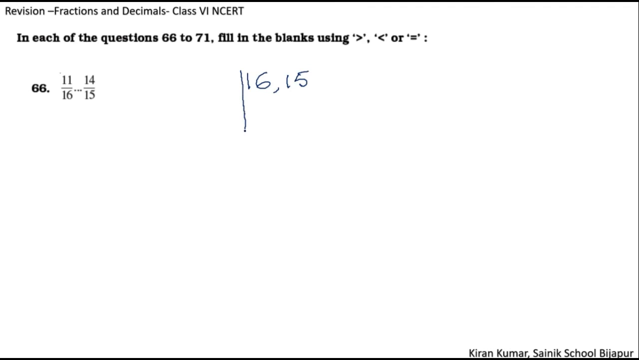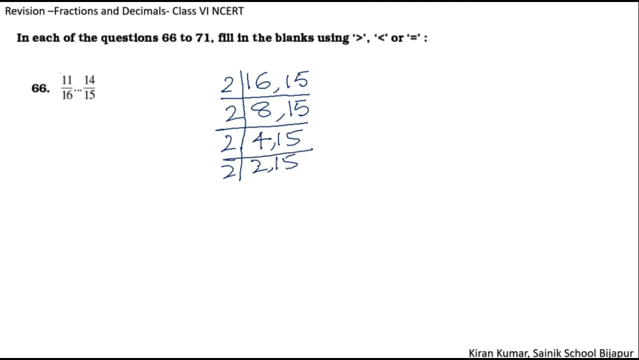To find the LCM, I would divide by the smallest prime number. 2 8 times is 16. 15 I'll write as it is. Further, this 8 is divisible by 2 4 times. So 2 times, 2 1 time.